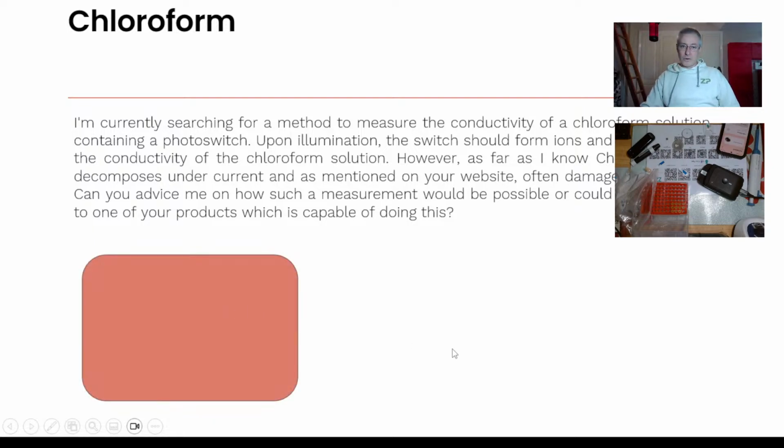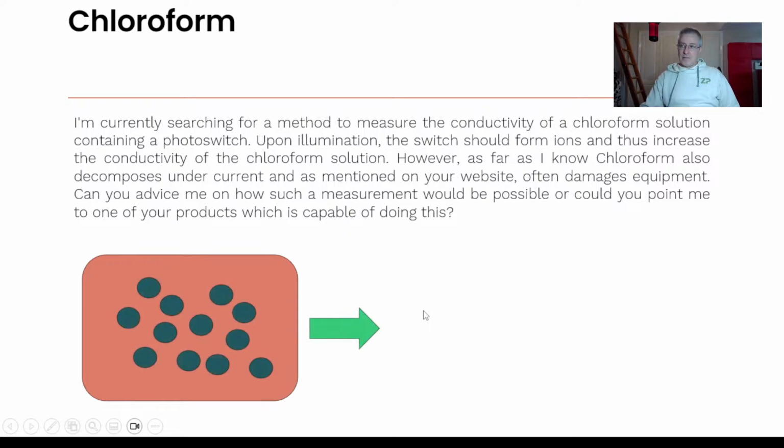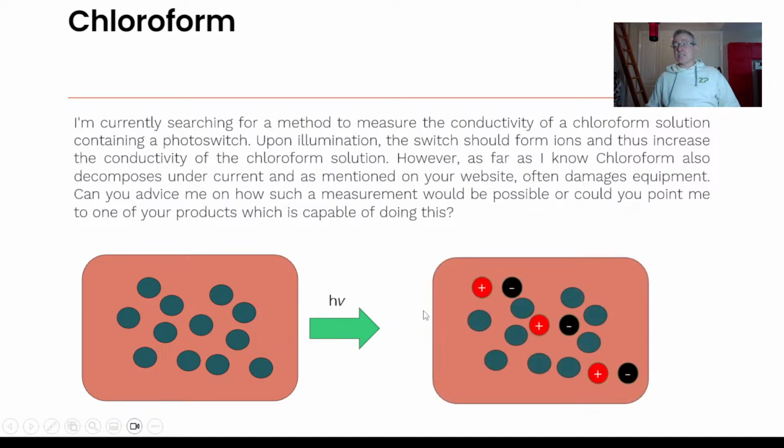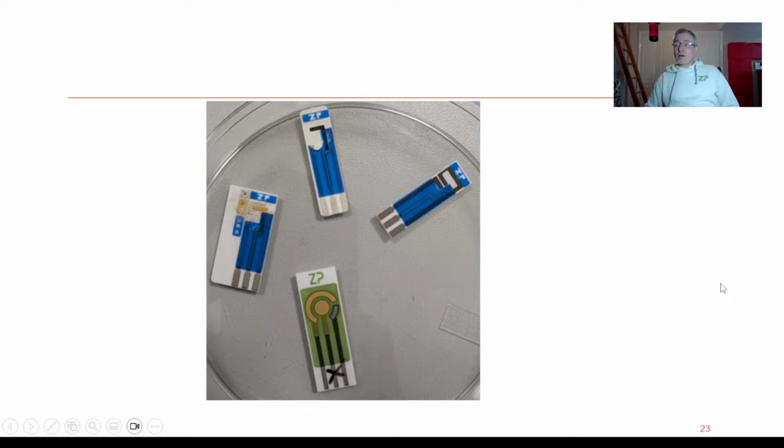So we've got this chloroform. Chloroform is quite an aggressive organic solvent, so I can understand their problems and concerns. In it, they've got a photo switch, which when they illuminate it, it probably ionizes, and in ionizing, it probably changes the conductivity of the chloroform. And at ZP, we just did some recent tests actually, and we do have screen printed electrodes that are resistant to chloroform, but we have lots of screen printed electrodes that are not. So I will be pointing out the ones that are.